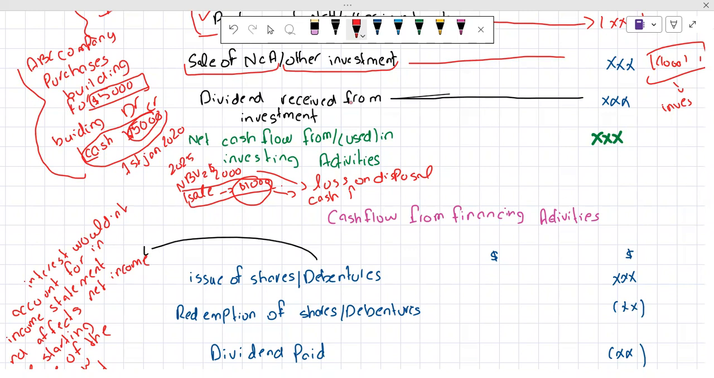After that, dividend received from investment, like if you have invested $1,000 in ABC company.